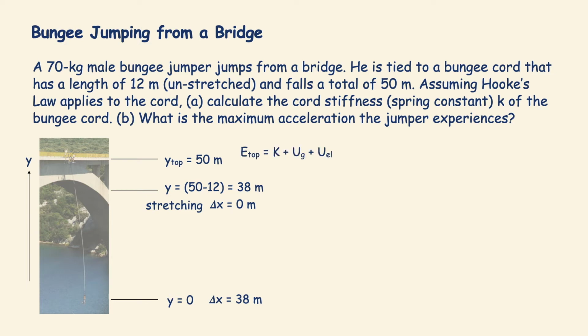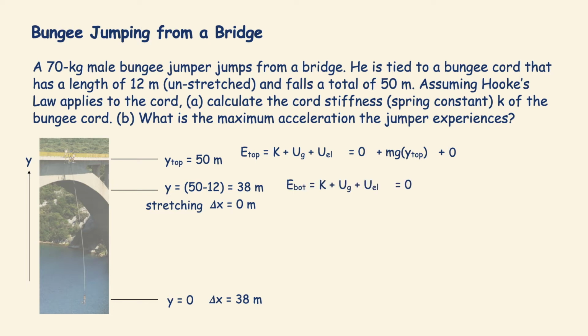At the top of the bridge, I will have kinetic plus two potential energies. Starting from rest, of course, the kinetic energy will be 0. The gravitational energy will be mgy. Here y is the 50 meters, the vertical elevation of the bridge. And I'll have no elastic potential energy yet, because the cord has not begun to stretch yet.